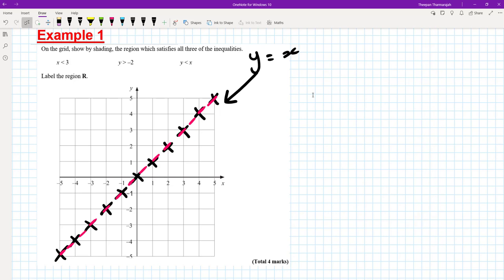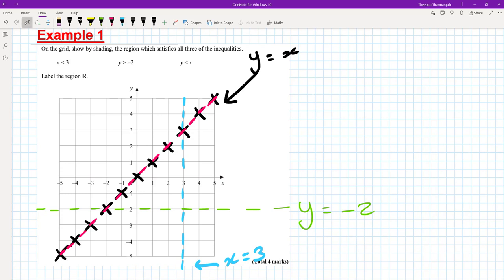Then we need to draw in the line x equals 3. I'm going to draw that in blue, and add an annotation that x equals 3. And that's the line y equals -2. And then what happens is we get this triangle, and this triangle is the region required.